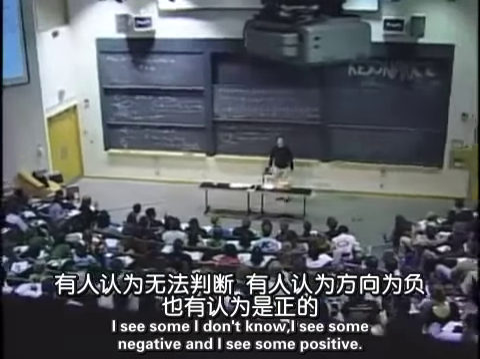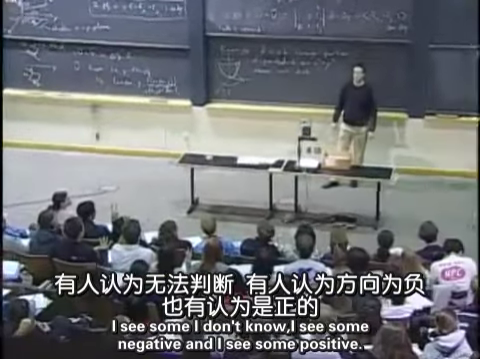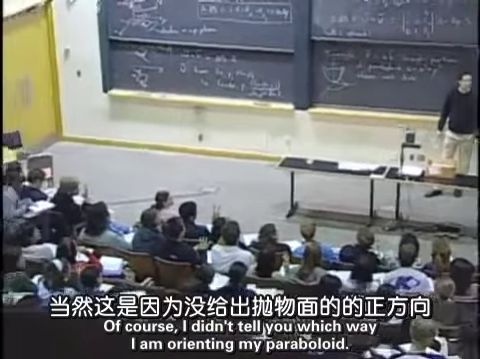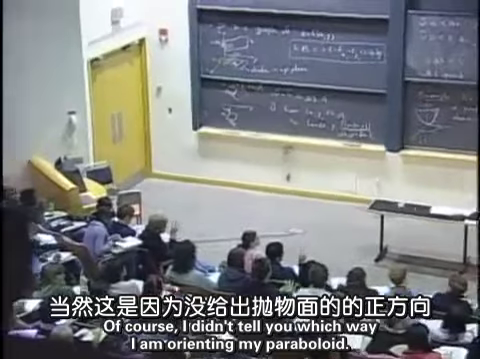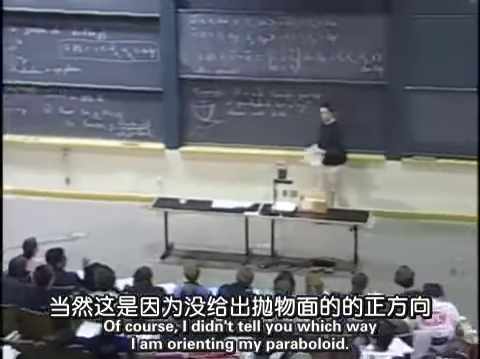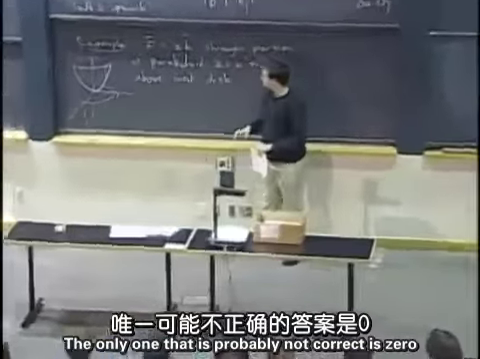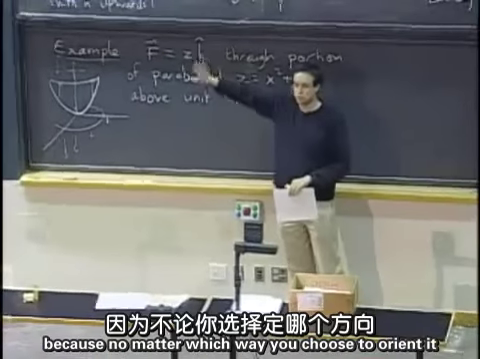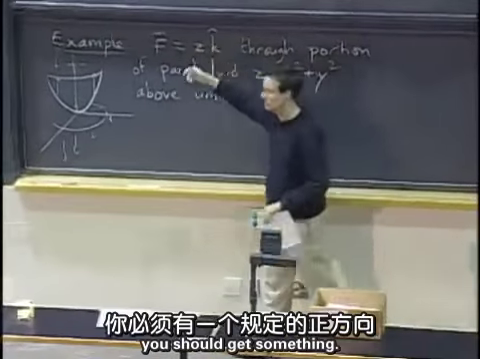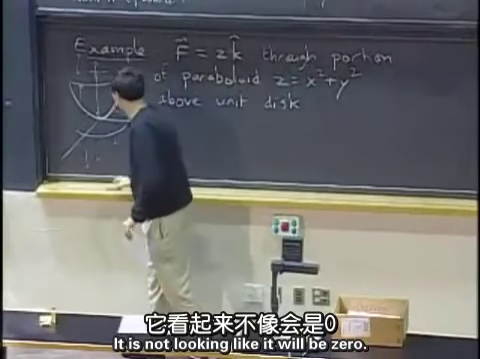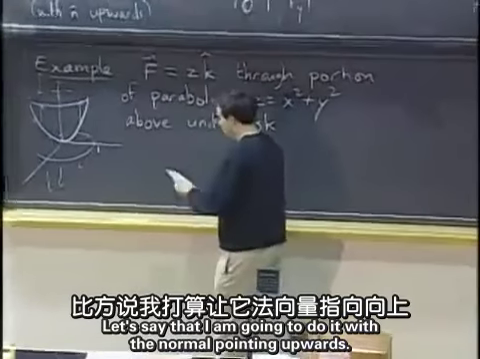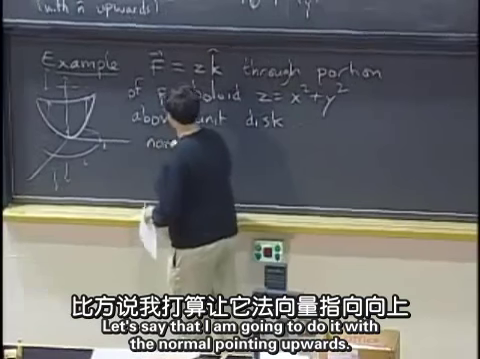Okay, so I see some negative, and I see some positive. Of course, I didn't tell you which way I'm orienting my paraboloid. So far, both answers are correct. The only one that's probably not correct is 0, because no matter which way you choose to orient it, you should get something. It's not looking like it will be 0. So let's say that I'm going to do it with a normal pointing upwards.